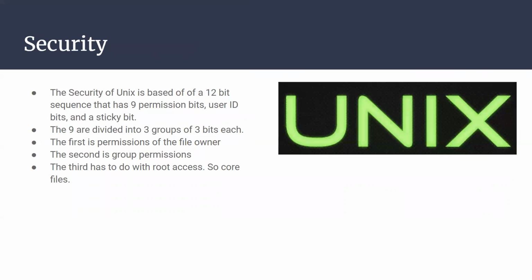And then the security. Unix has had the same security for a long time. It's based on a 12-bit sequence, with 9 permission bits, a couple of user ID bits, and a sticky bit. The 9 are divided into 3 groups of 3 bits each. The first is permissions of the file owner. Second is group permissions. The third has to do with root access, so core files. And that is Unix version 6.